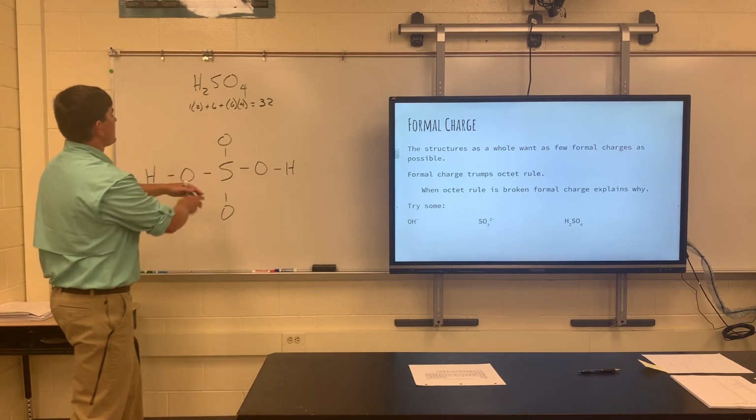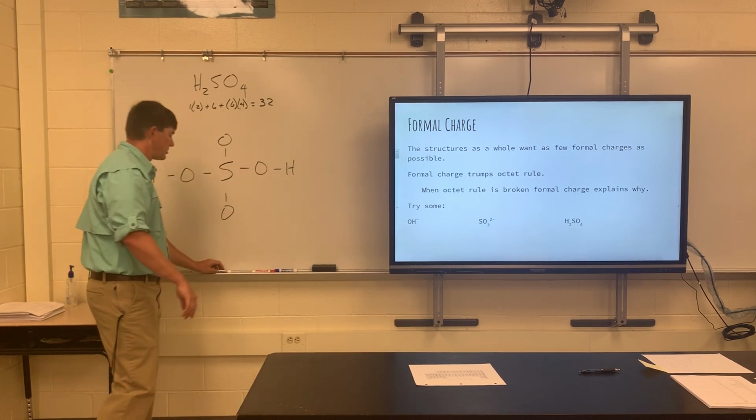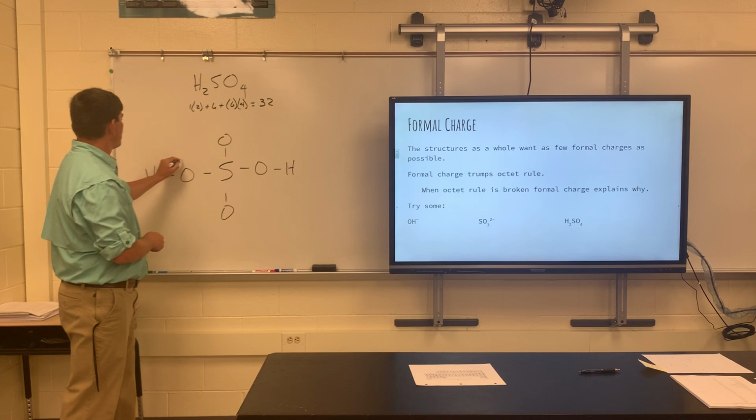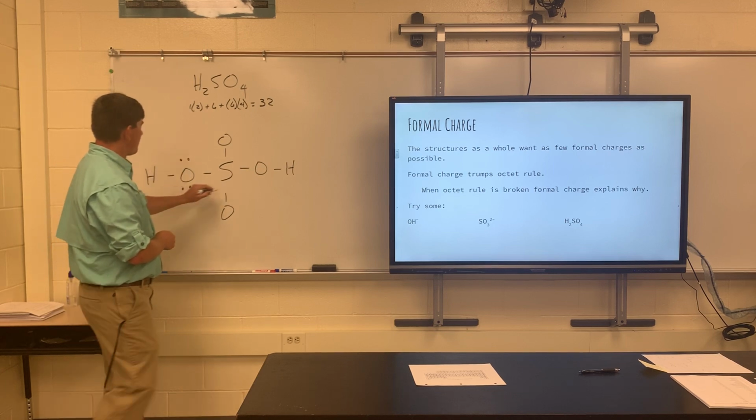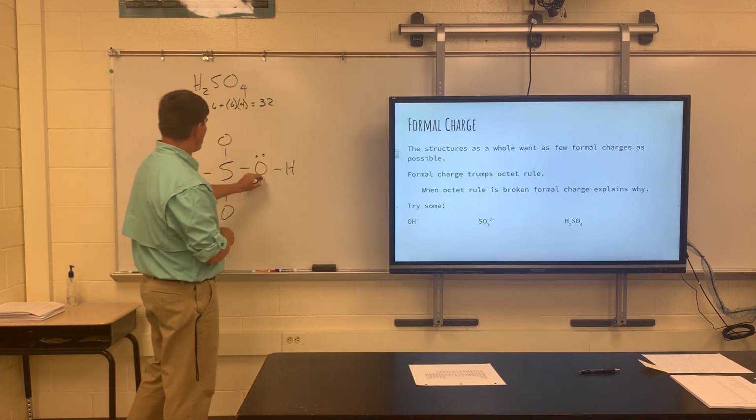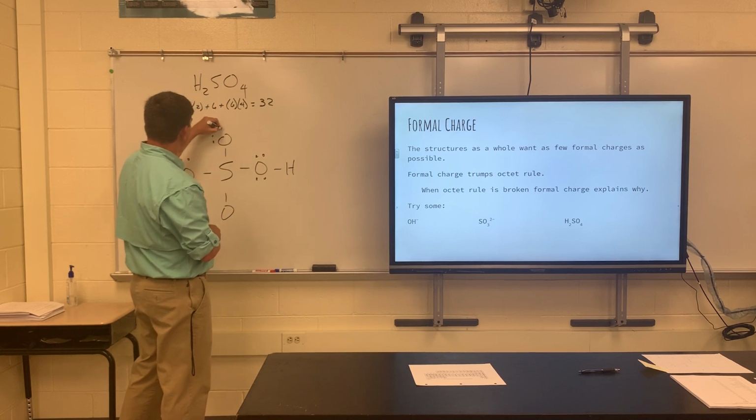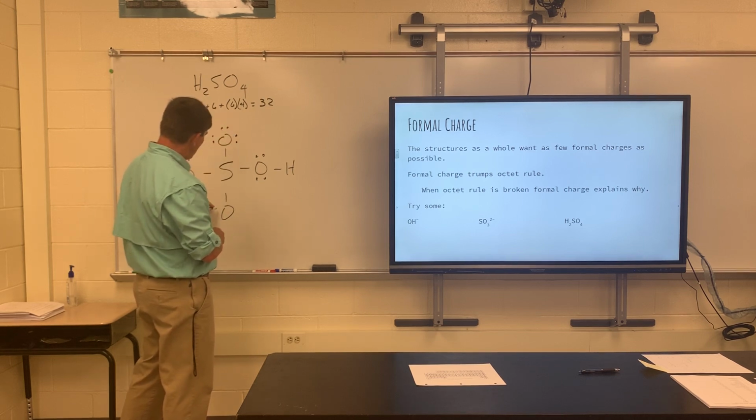All right, so sulfur's not central. I've got oxygens around it, hydrogens attached to the end. Let me give everybody 8 real quick. This guy needs 4 more. This guy needs 4 more. And then the top and bottom oxygen actually needs 6 more.